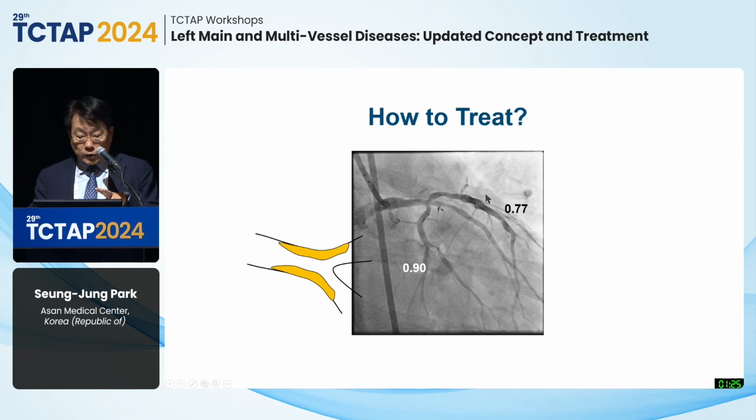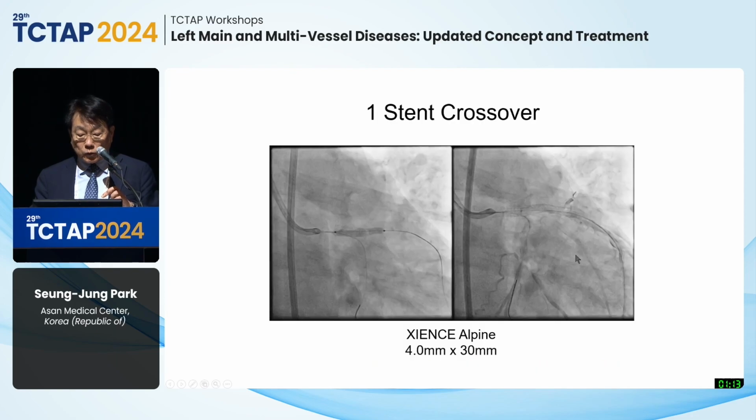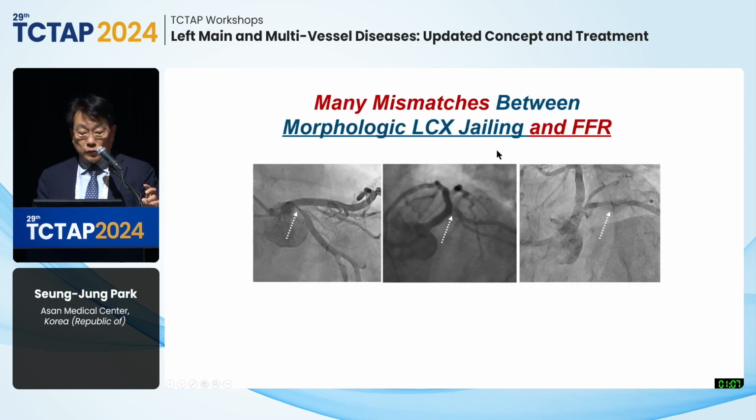Negative FFR for the circumflex, positive FFR for the LAD, we do IVUS. The image clearly shows less plaque burden, no significant disease in the circumflex ostium. We did just a stent crossover, very good angiographic findings we have. And so we have to realize many mismatches between the circumflex ostium sailing and FFR.